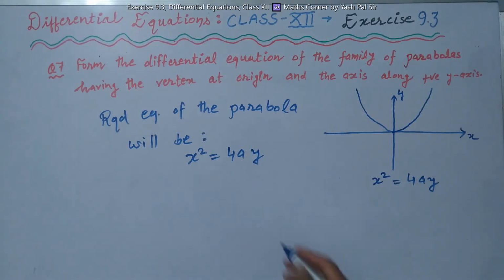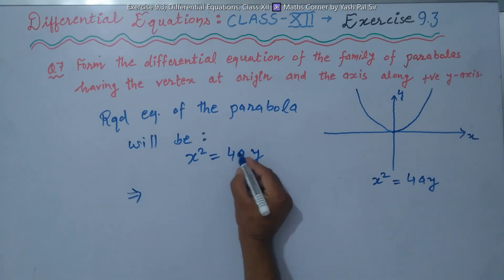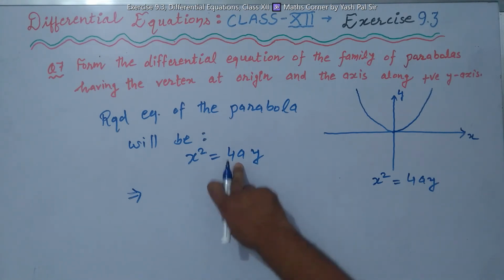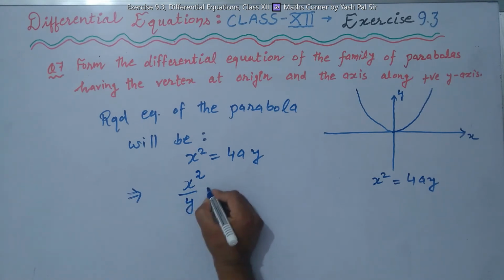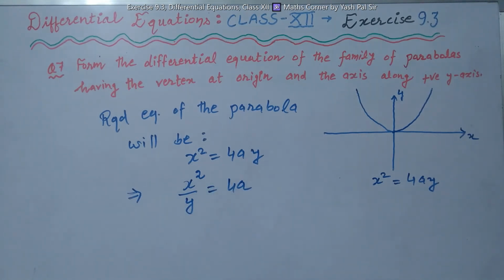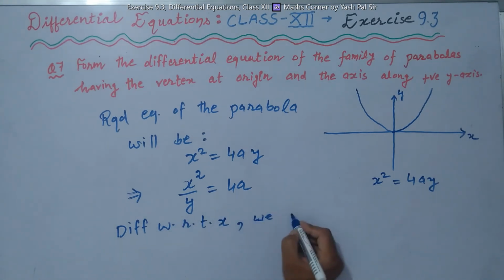So for this purpose, the very first step, I think we should make this constant purely constant at one side. So this way we have x square upon y is equal to 4a. Now the right hand side is purely constant. If we differentiate now, then the right hand side will become 0. So we write here, differentiating with respect to x, we get, right?